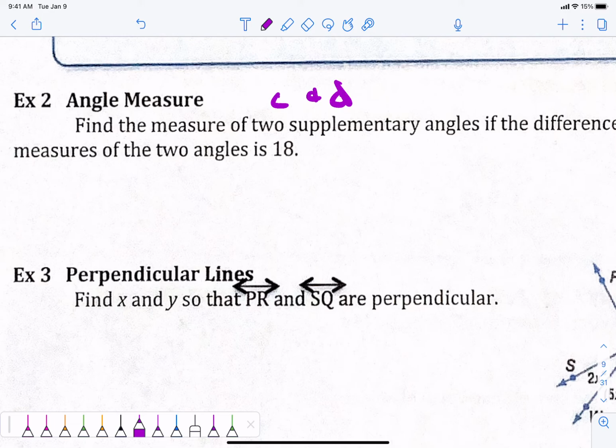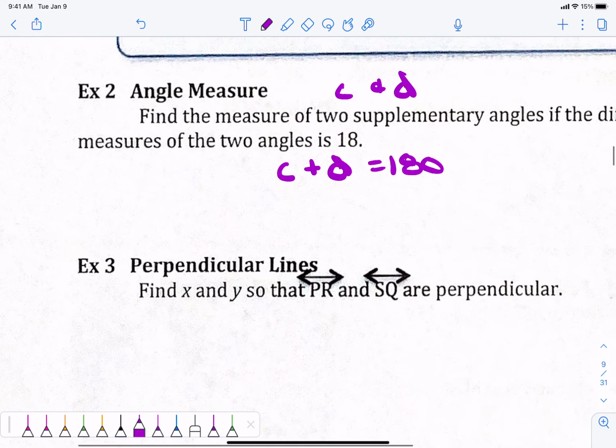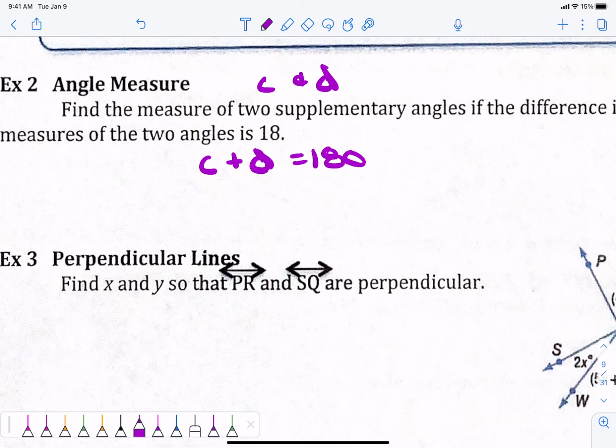Two supplementary angles. If they're supplementary, what do we know about C and D? They have to make a linear pair. And C plus D equals 180. If the difference of the angles is 18, what does that mean? The one minus the other, C minus D, is 18.